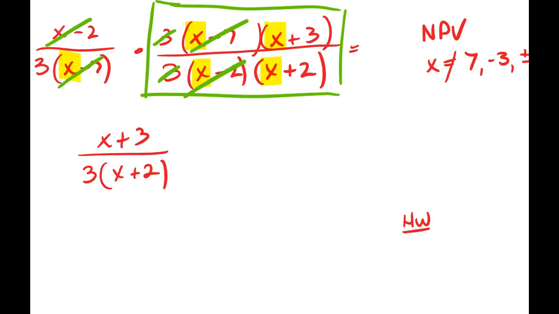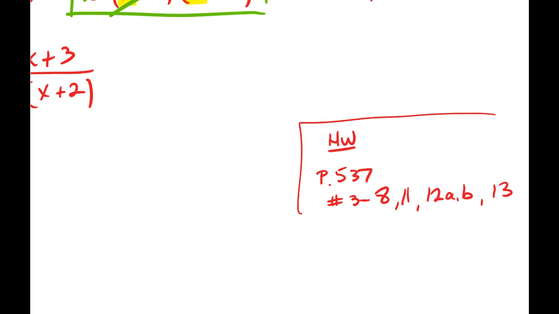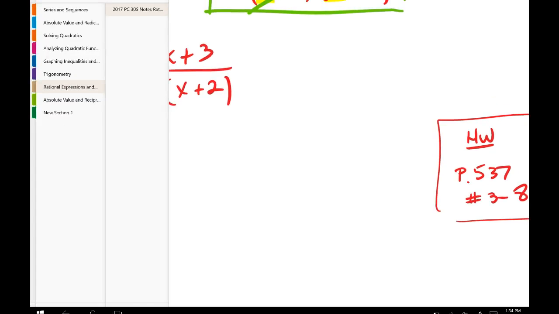Some homework. Okay, you have page 537, numbers 3 to 8, 11, 12, just do 12A and B, and then 13. All right. Good luck with that.